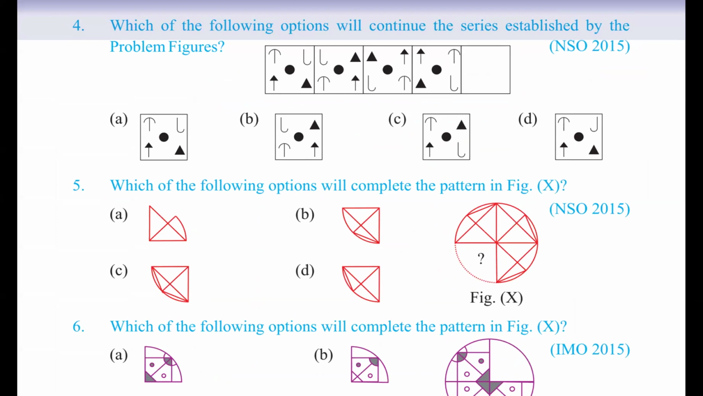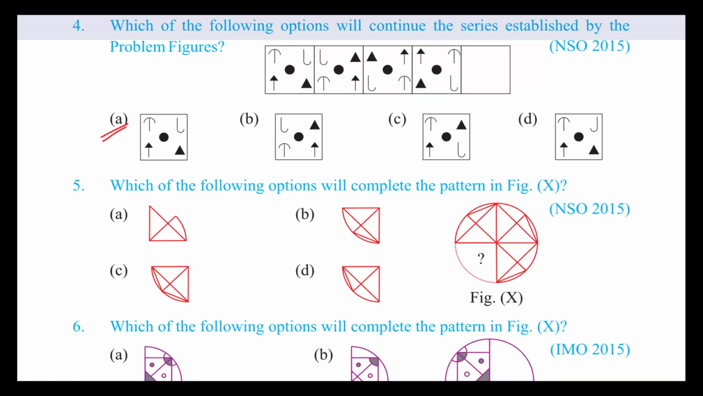For the 4th one, which of the following options will continue the series established by the problem figures? So what was the answer that we got for the 4th one? The answer was A. Yes, correct. The answer for the 4th one was A. Let's continue this from now. Question number 5.